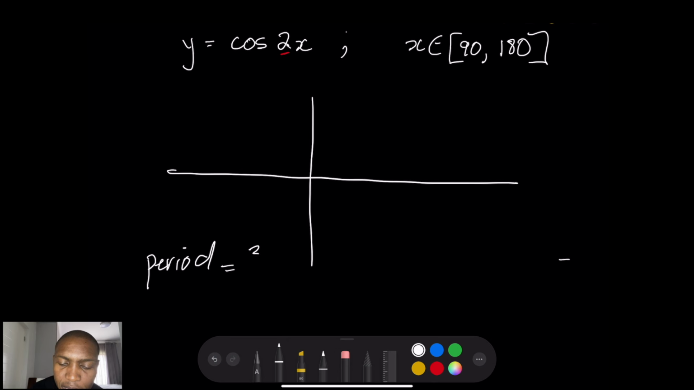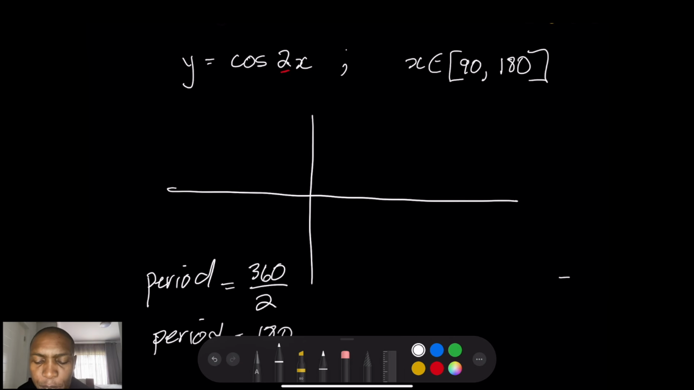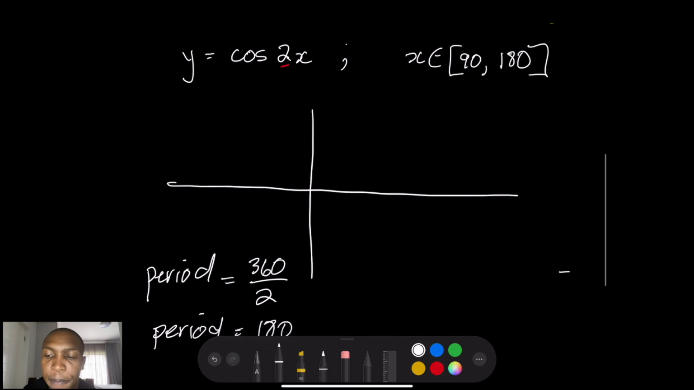My period would be 360 divided by the frequency. So the period in this particular case would be 180. Now please note, because the period is 180, it means that I would be able to draw a full cos wave within a period of 180. So now I've compressed the graph, okay? Within 360, I would be able to actually draw 2 of them. So I hope that makes sense. It means that we've increased the frequency of the graph.